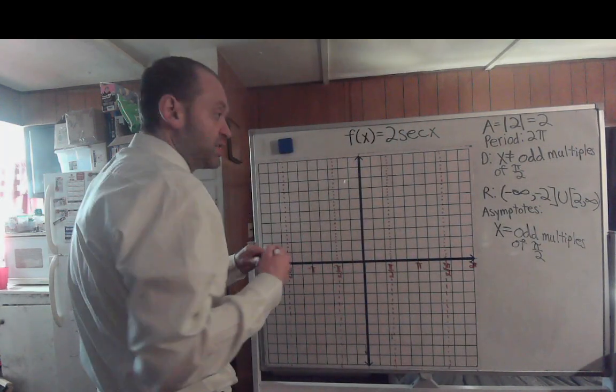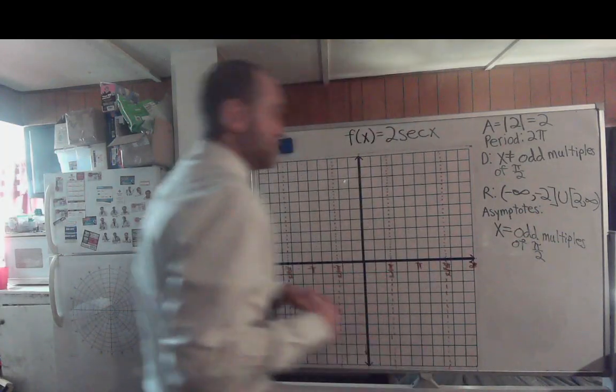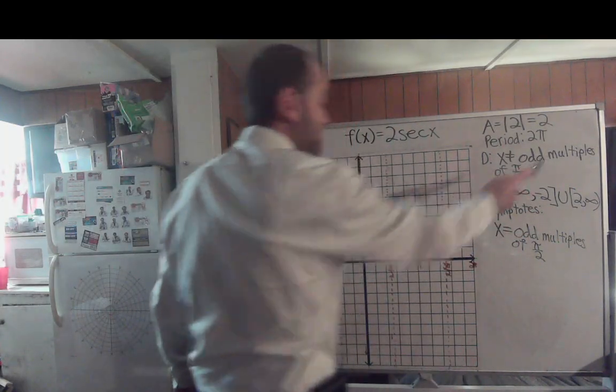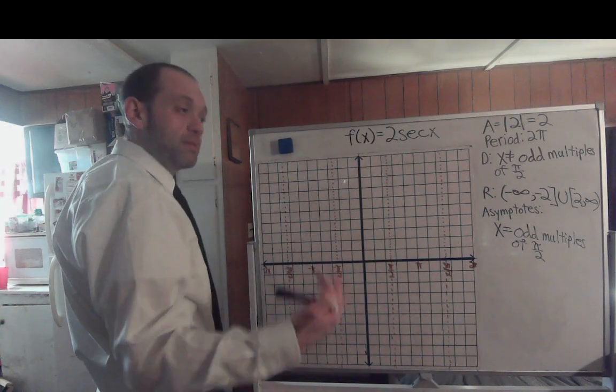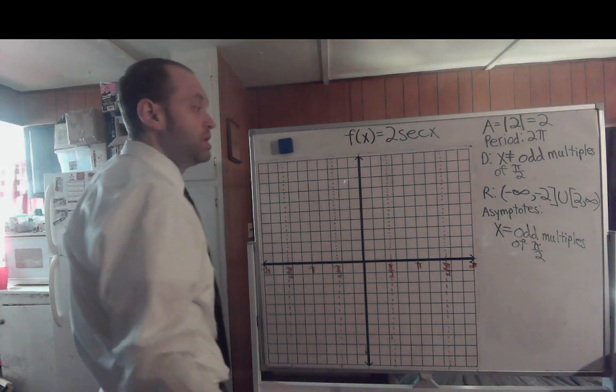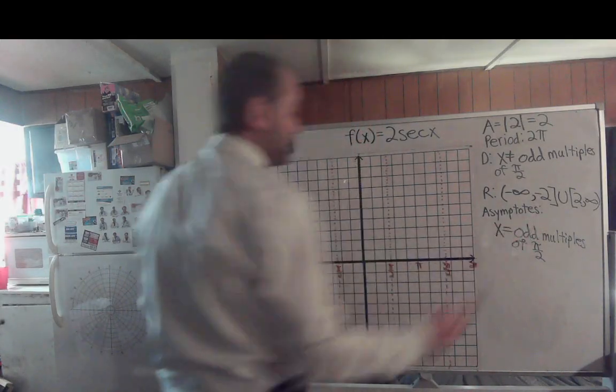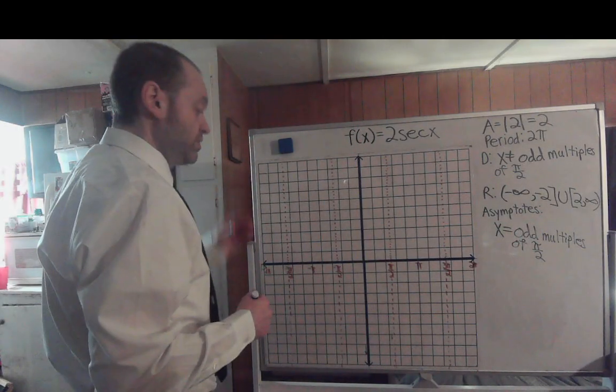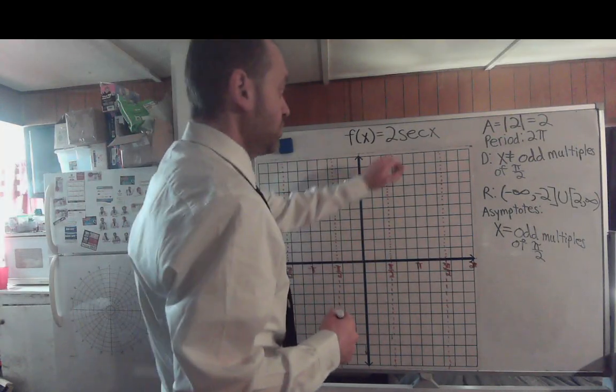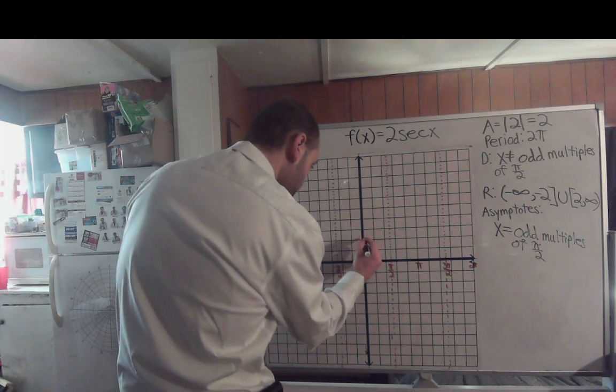So you'll have nothing between negative 2 and positive 2. Your domain still stays the same: all x except odd multiples of pi over 2. Your asymptotes are x equals odd multiples of pi over 2. Alright, so the secant at 0 is 1 times 2, which is actually 2.